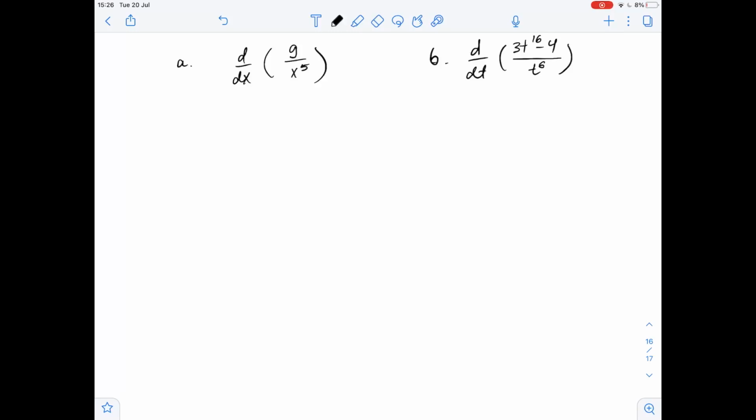So we need to use the extended power rule to find the given derivatives. So let's start by reviewing the power rule. It states that the derivative of x to the nth power with respect to x equals n times x to the power of n minus 1. So let's see how we can use it in part A.